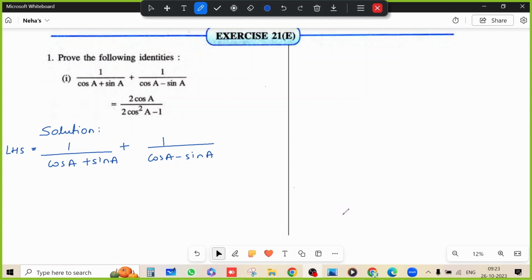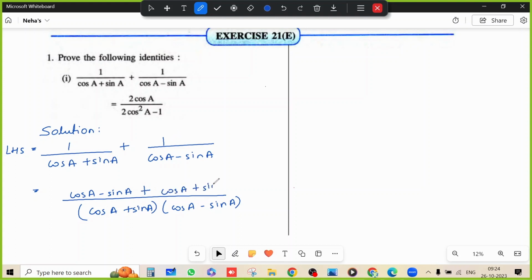So let's now begin with question number 1. The left hand side of the question number 1 part 1 is given as 1 divided by cos A plus sin A plus 1 divided by cos A minus sin A. So here first we will take the LCM, which will be the product of the two denominators. So it would become cos A plus sin A multiplied by cos A minus sin A, and the numerator here will become cos A minus sin A plus the numerator here will become cos A plus sin A.